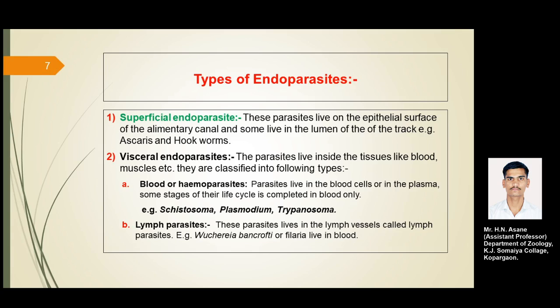host. So the second type are the visceral endoparasites, and in these visceral endoparasites, the parasite lives inside the tissue, like blood or the muscles. The visceral endoparasites are classified into several types, and the first one are the blood parasites or the hemoparasites.